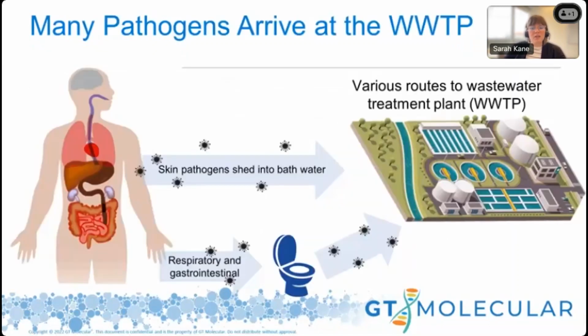As you can imagine, a lot of pathogens end up at the wastewater treatment plant. Skin pathogens such as Candida auris, for example, or Mpox can be found in the wastewater by these pathogens being shed into the bathwater. And various respiratory and gastrointestinal pathogens are shed into feces and urine, and they can also end up in wastewater.